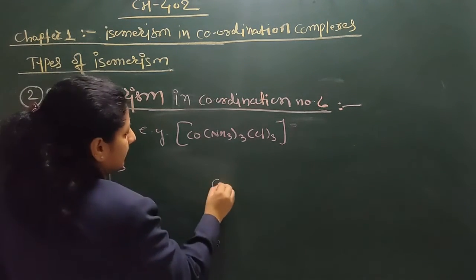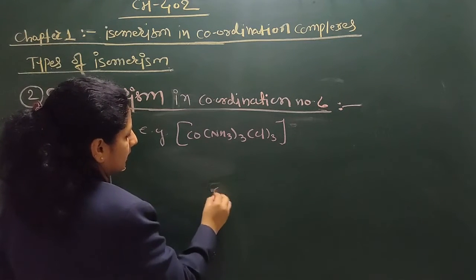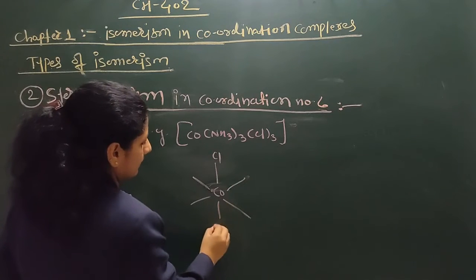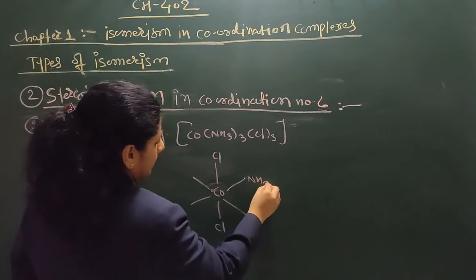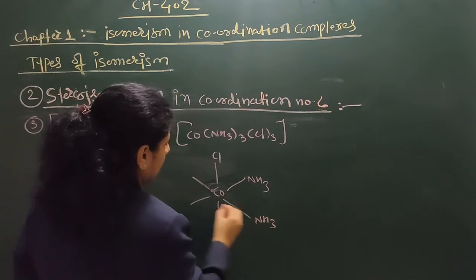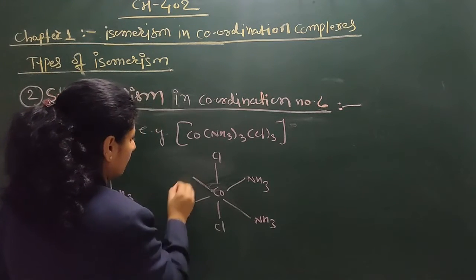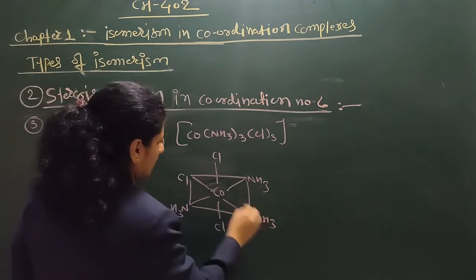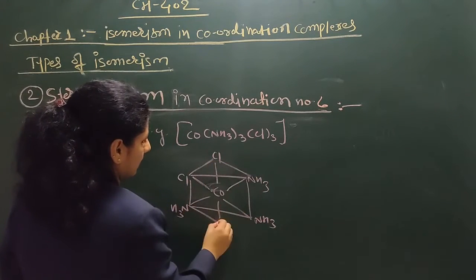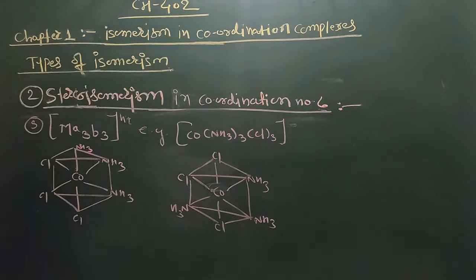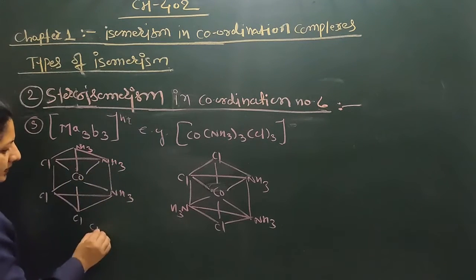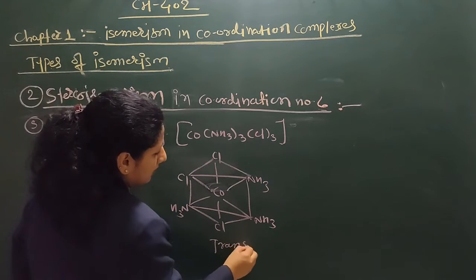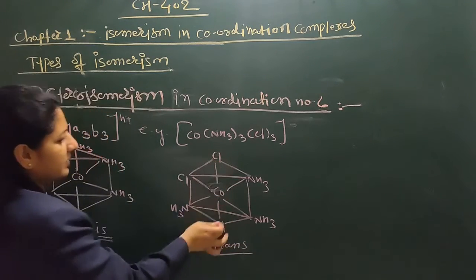So here, if we draw that type again, it is Cl, Cl, NH3, NH3, NH3, Cl. So this is the NH3 shift. So it is a trans, because this Cl was on the opposite side.